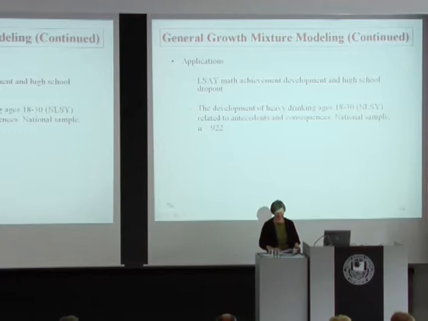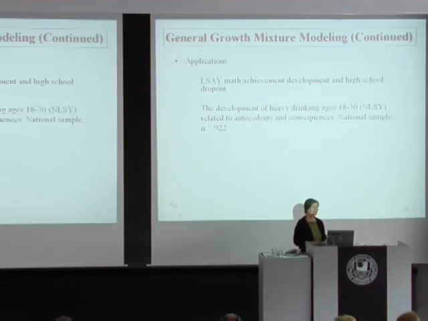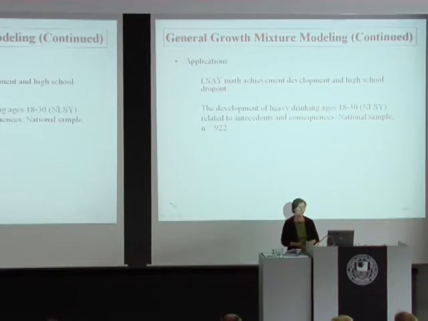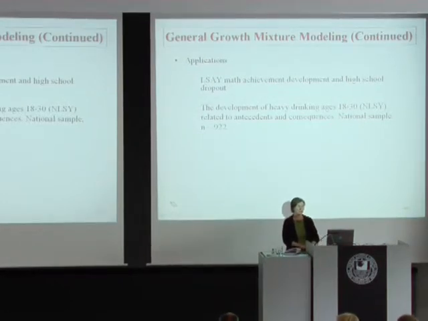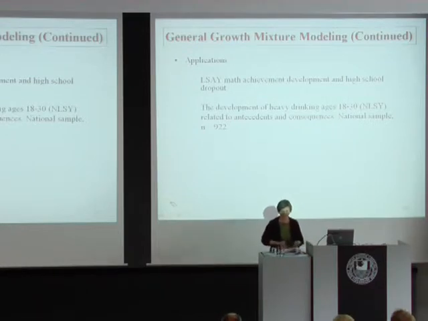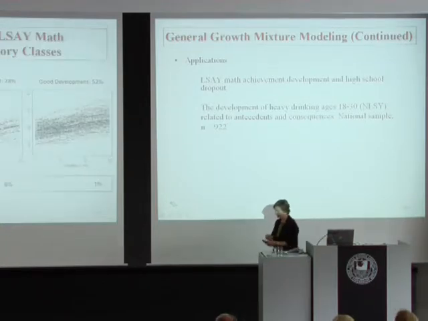Well, I don't know about that, but anyway, so we're going to look now at 2 growth mixture models, general growth mixture models. One using the LSA data that we've looked at earlier, and with a distal outcome of high school dropout. So that's how it gets its extra G. And then we're going to also look at the NLSY data, again, the development of heavy drinking from ages 18 to 30, related to both antecedents and consequences. So we're going to start at the end on the left screen.